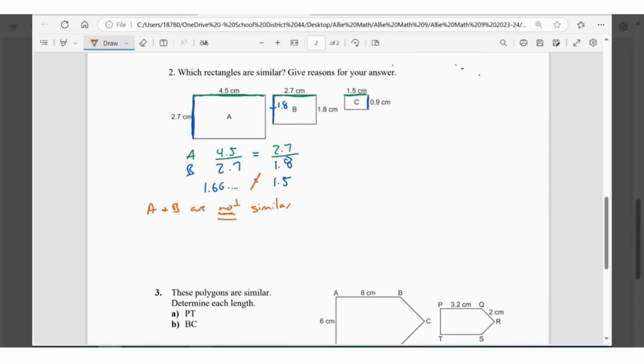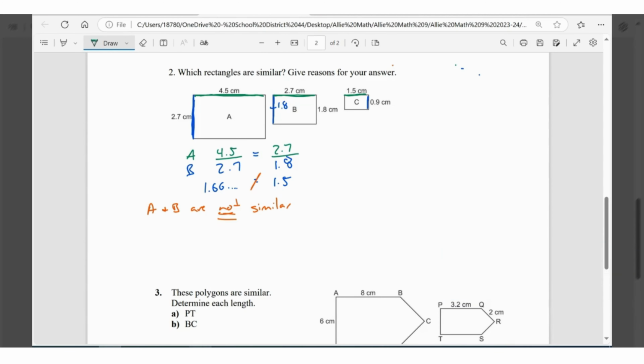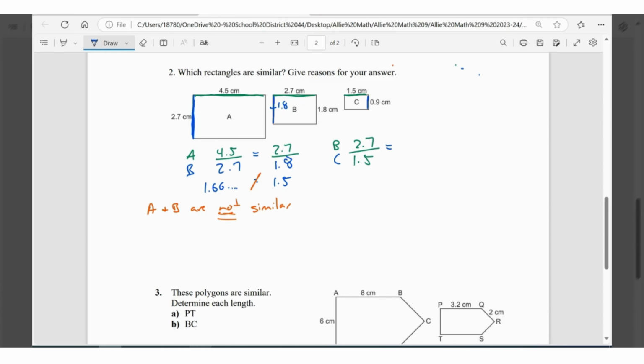Okay, let's check out B and C. So let's make a similar looking set of fractions. So let's go B, and we're going to compare the top side, 2.7, over this top side, 1.5. Just use the same colors. I think we'll get it. And we'll use this side, 1.8 over 0.9. And again, we should get the same decimals if they are similar.